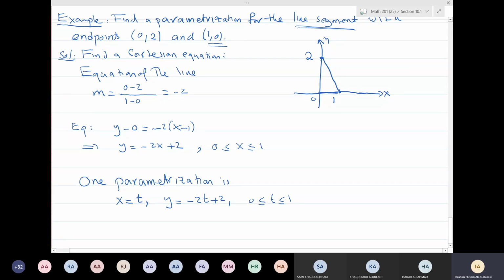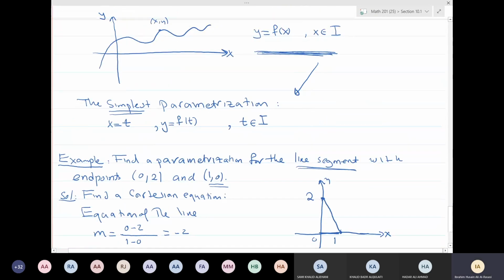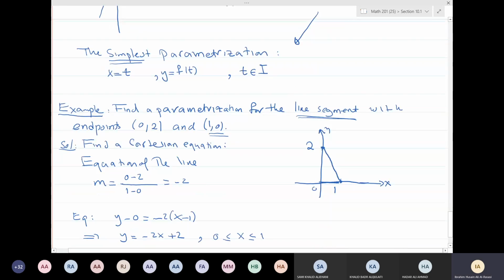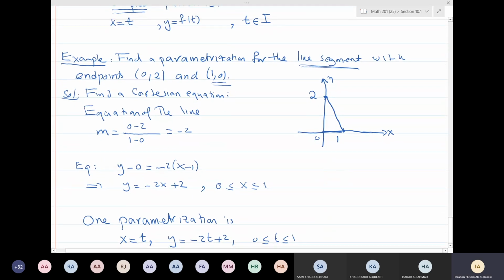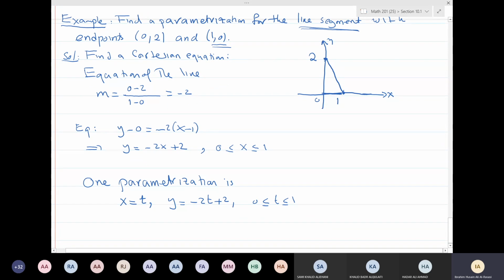But this is the simplest, the one we explained above. You have this, just take x equals t and y equals f of t at the same interval. This is the minimum that you have to know. Make sure it is clear to you. Before I continue, is it clear to you up to now how to find at least the simplest parameterization?